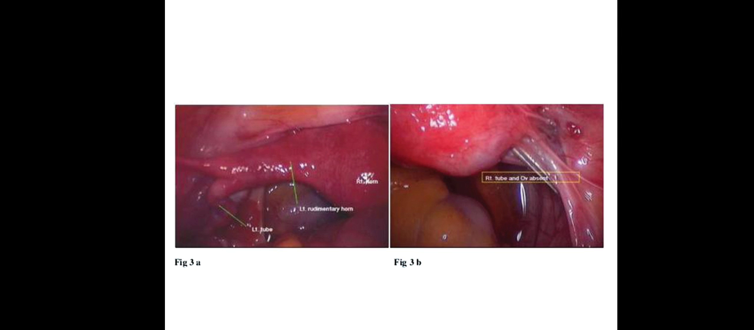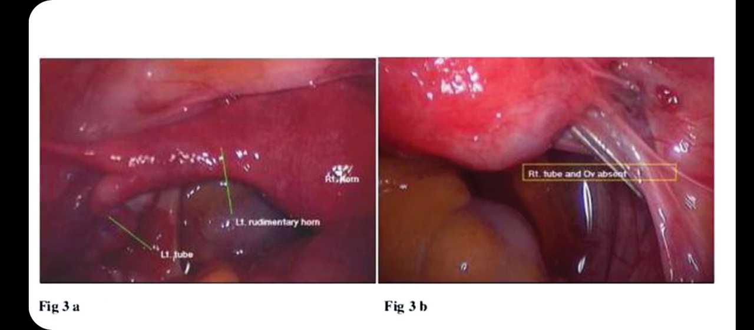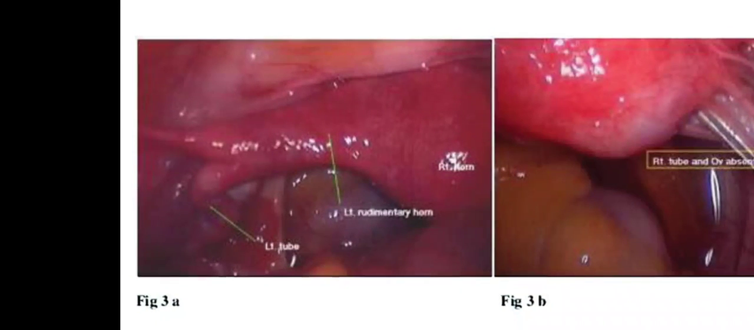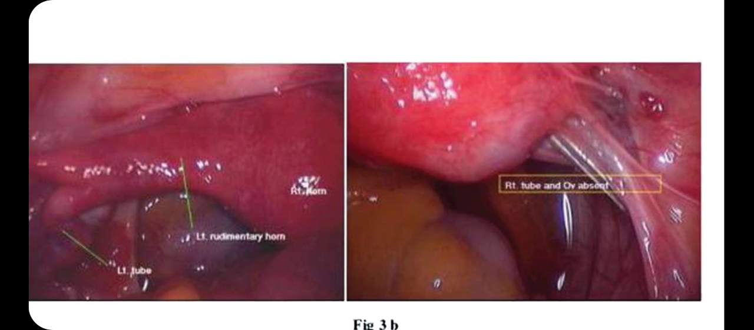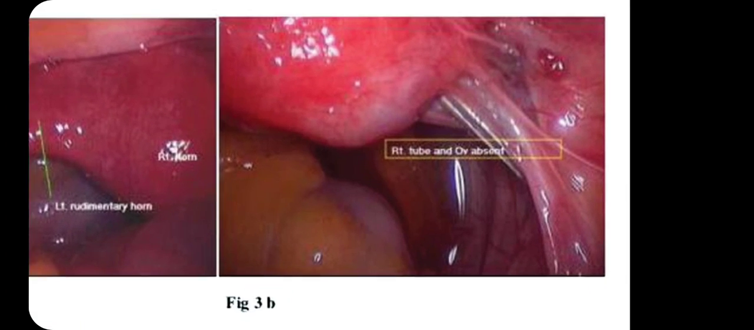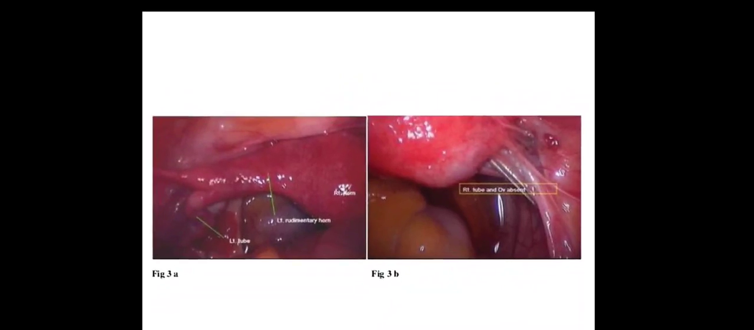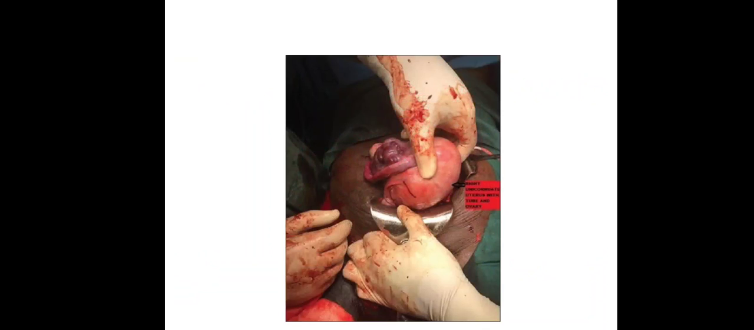This is a laparoscopy picture where you can see the first picture, figure 3A. There is a left rudimentary horn, and the right horn is the developed horn, but the tube is developed on the left. So these are different phases of development of the horn. In the rudimentary horn, sometimes even the tube and ovary may not be there. In another picture, you can see the right tube and ovary are not present at all. This is another patient, not the same one.